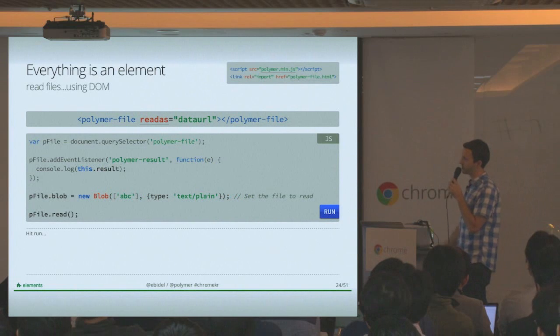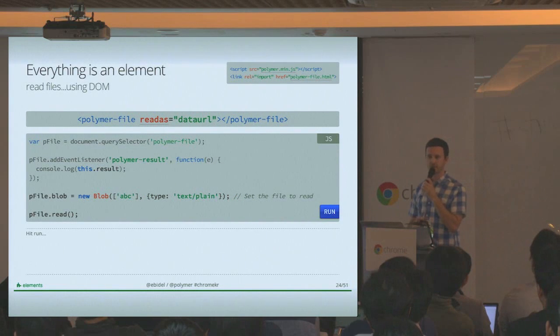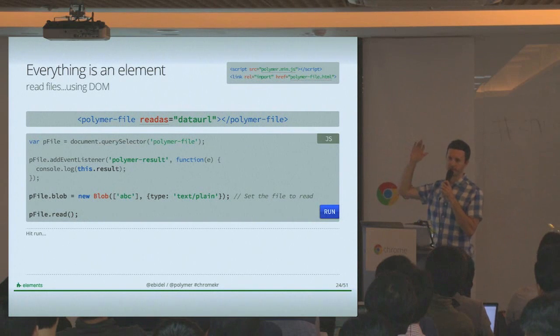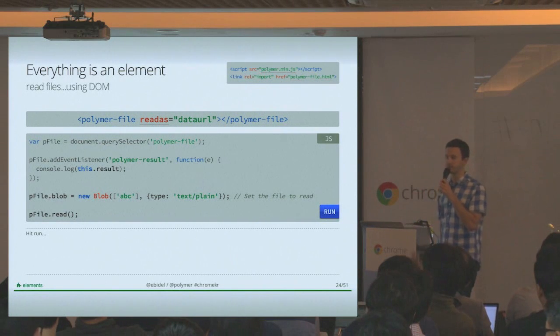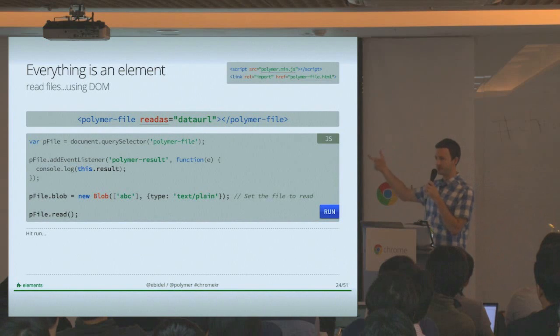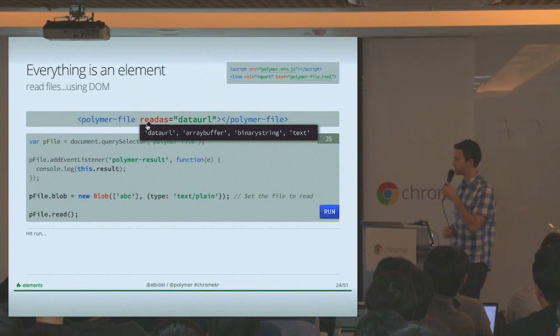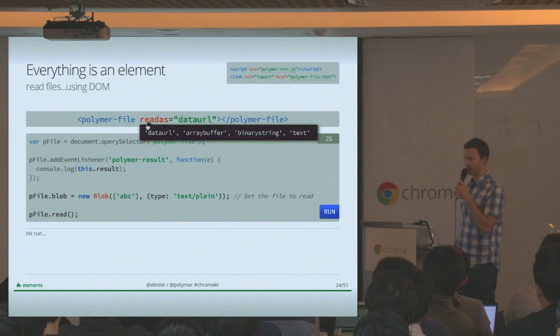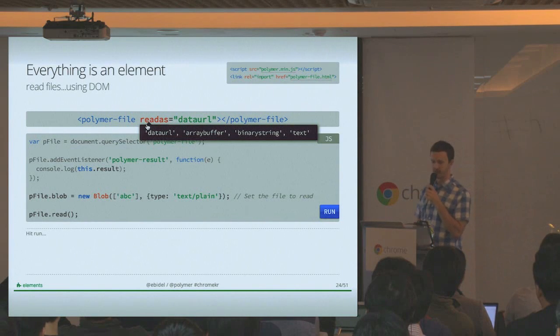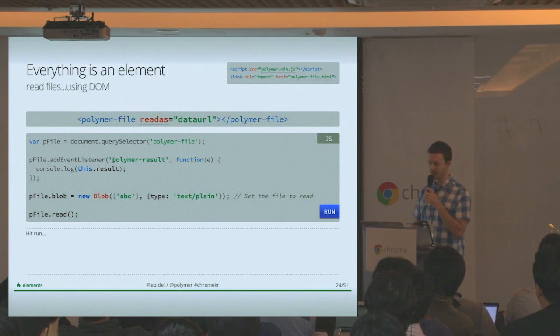Everything is an element. What about, we can do things like reading files in DOM. How many people are familiar with the file reader API, being able to read files in HTML5? So you can do this. This is a file reader API. And what this element does is essentially wrap that JavaScript API. So instead of writing a bunch of code, I can just declare this Polymer file on my page. And I can configure this read as attribute that it defines. I can decide to read the file as a data URL, an array buffer, a binary string or text. This just maps to that JavaScript API. And same type of deal, right? I'll wait for the Polymer result event. I'll attach that listener.